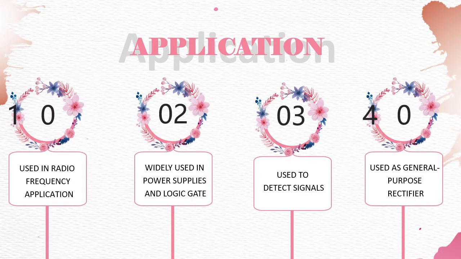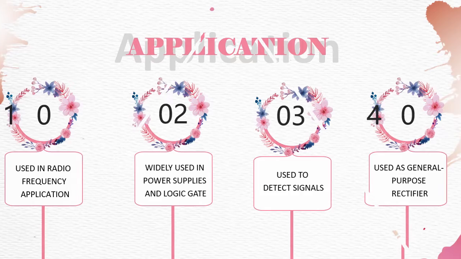Some application of the Schottky barrier diode. First, used in radio frequency application. Second, widely used in power supplies and logic gate. Third, used to detect signals. And fourth, used as general purpose rectifier.